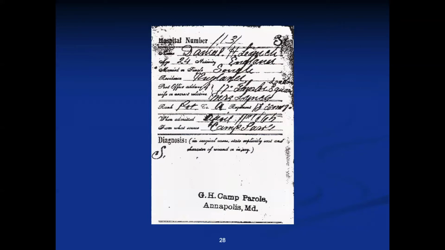Unfortunately, in this case, her name is Mrs. Lynch. It's his mother, and she lives at 17 Trafalgar Square. Been there, couldn't find it. Walked all around Trafalgar Square trying to find where Mrs. Lynch lived.